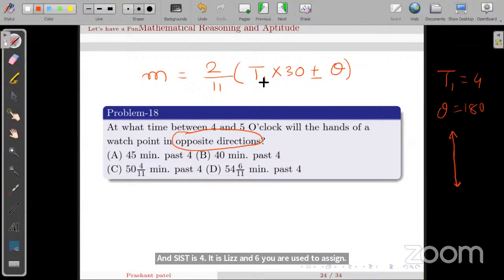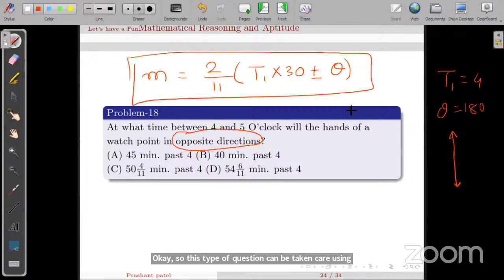Okay. So this type of question can be taken care of using this formula, which you need to remember. Okay, fine.